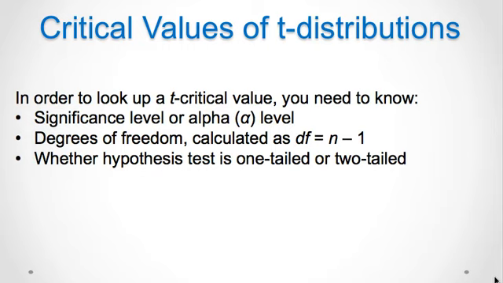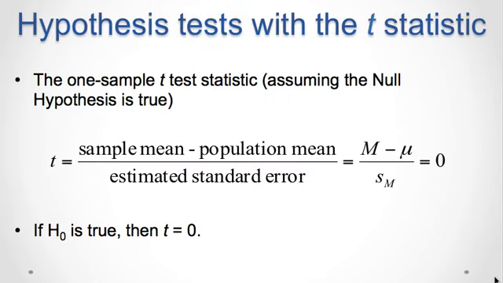The one-sample t-test statistic formula is t equals sample mean minus population mean divided by estimated standard error. If the null hypothesis is true, then the t-test statistic is equal to 0. The further away the obtained or calculated t-test statistic is from the t-distribution's mean of 0, the more likely we are to reject the null hypothesis.